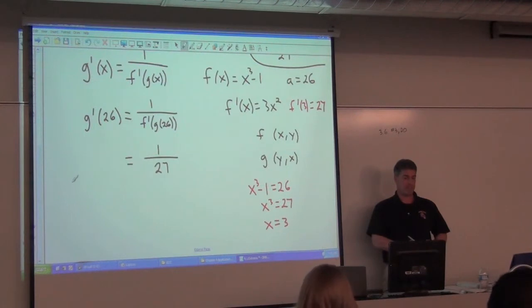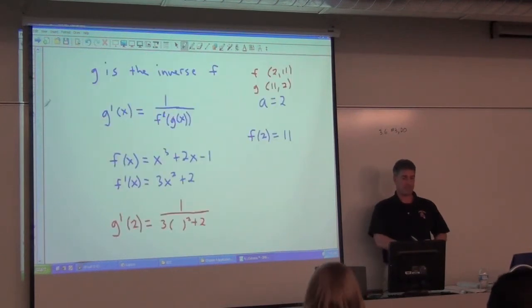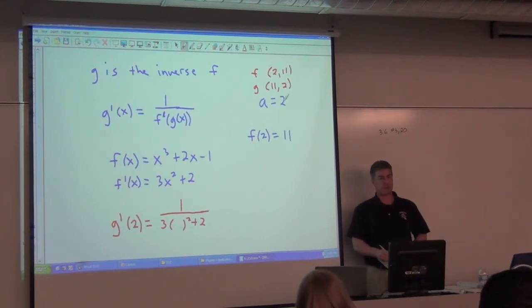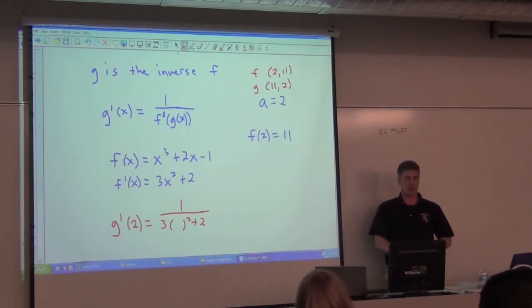Because let's do it on the 3. So if we go back to this one, the problem we're running into here is I'm assuming this a is a 2 for the x. It's not. It's a 2 for the y's. Yeah. The a is a 2 in the inverse of the function, right? So that means it's an x in the inverse. That means it's a y in the original function.